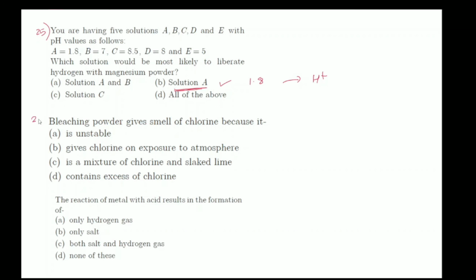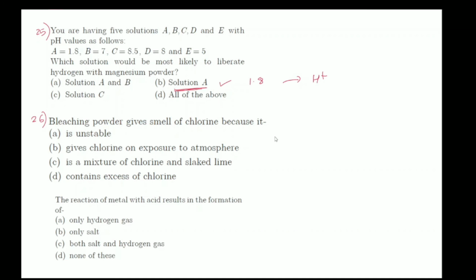Okay, let's move on to question number 26. Bleaching powder gives a smell of chlorine because it is unstable. It gives chlorine on exposure to atmosphere. It is a mixture of chlorine and slaked lime. It contains excess of chlorine. What is bleaching powder? You should know the terms.